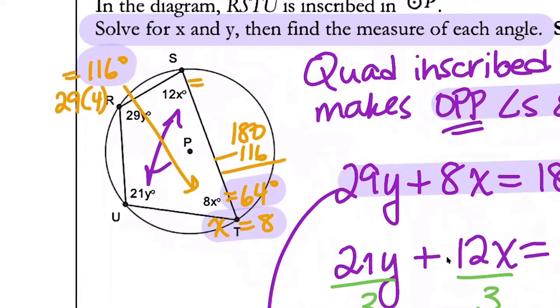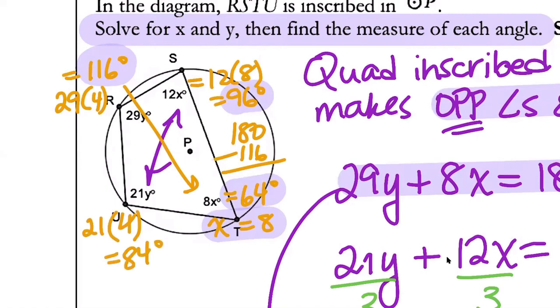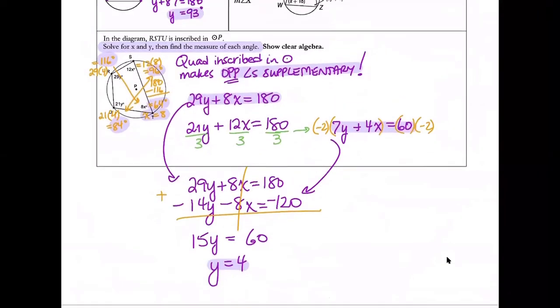On this one, we get 12 times 8, which is 96. And on this one, we'd have 21 times 4, which is 84. And those should also be supplementary, so we can double check that those two are supplementary. Okay, that's the end of this lesson.